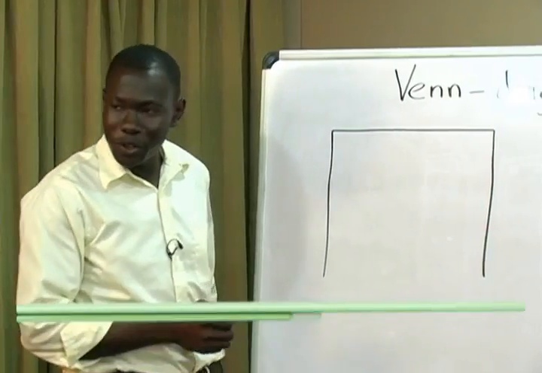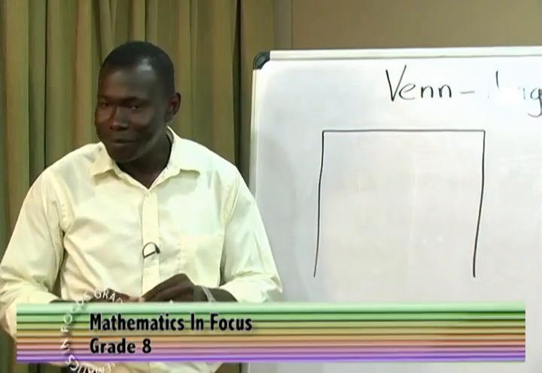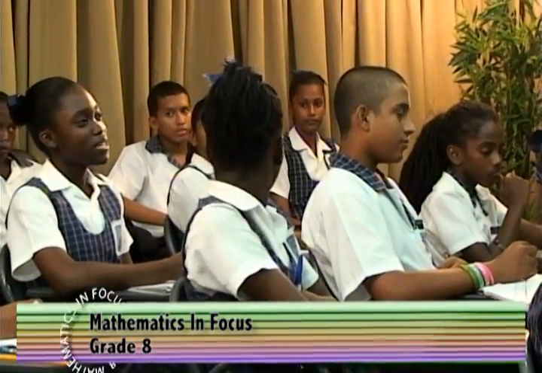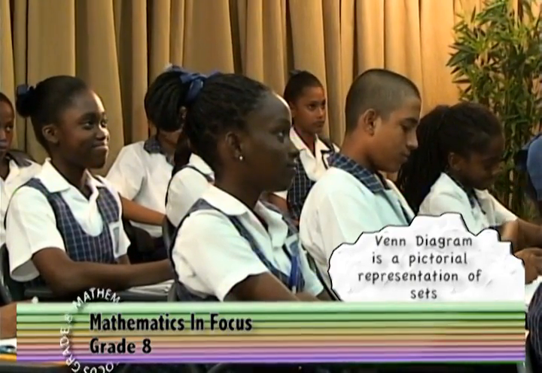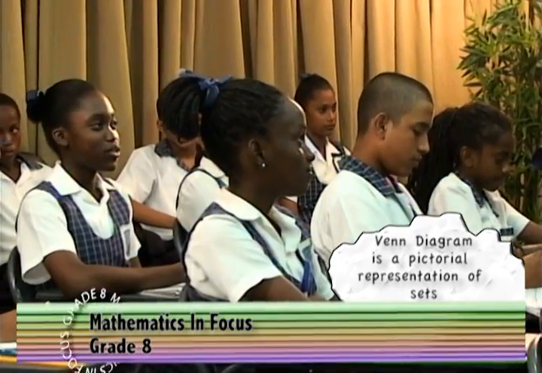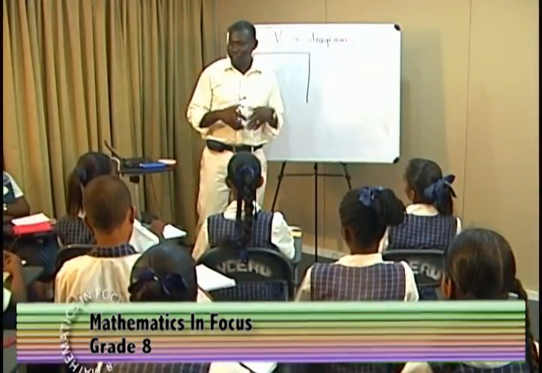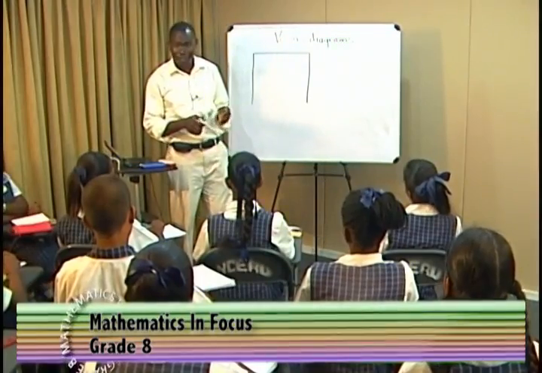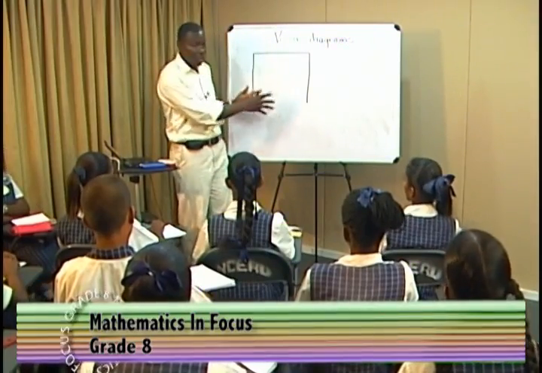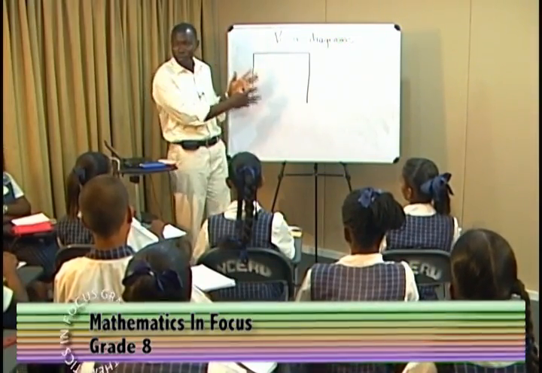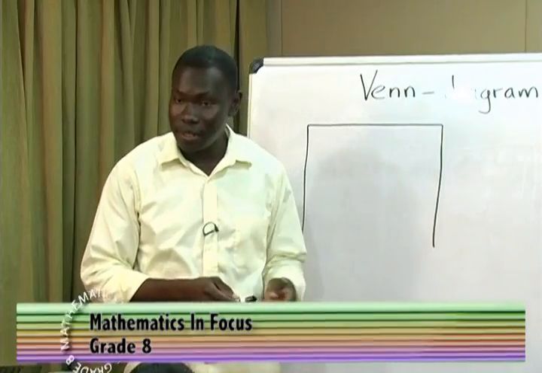But before I continue drawing, can somebody say what is a Venn diagram? Yes, Danica. A Venn diagram is a pictorial representation of sets. Wow, say that again, please. A Venn diagram is a pictorial representation of sets. Danica is saying a Venn diagram is a pictorial representation of sets. Excellent. Thank you very much, Danica. So we're going to draw a picture here, which we will use to represent sets. What are some other ways we can represent sets?